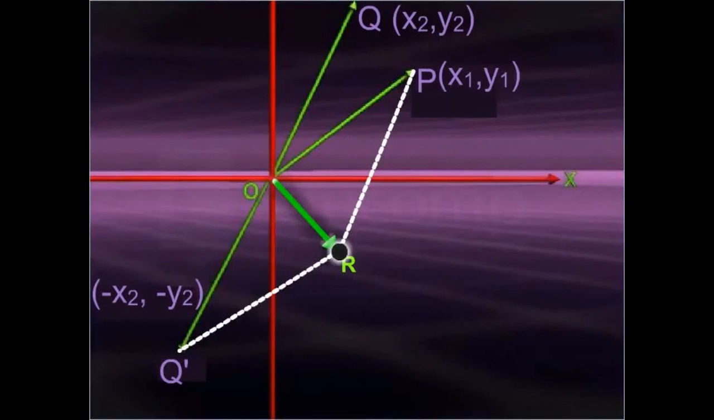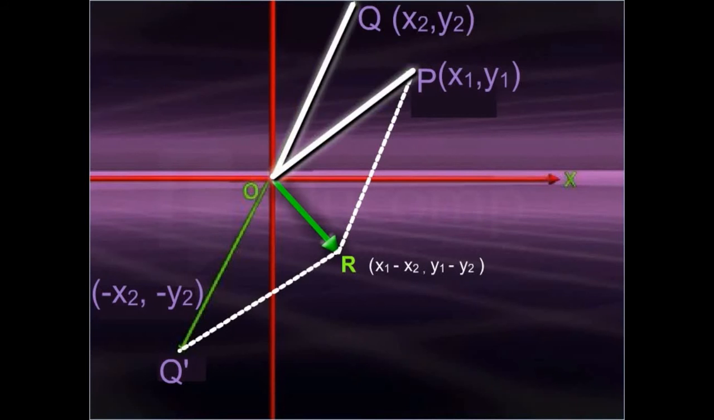Thus, the coordinates of point R are x1 minus x2, y1 minus y2. So, this helps us to arrive at the fact that the difference of two complex numbers is the difference of their real parts and the difference of their imaginary parts.